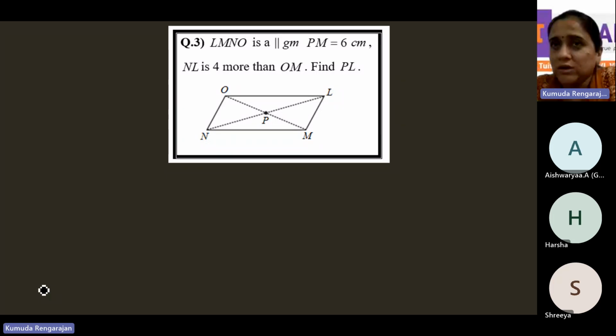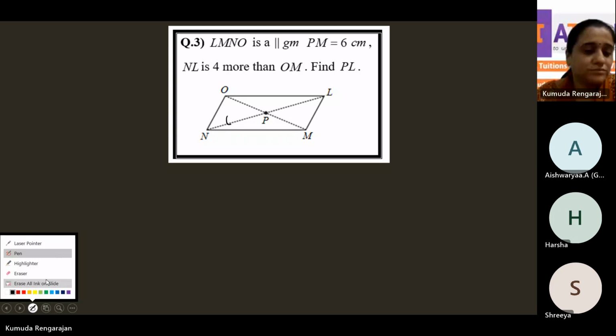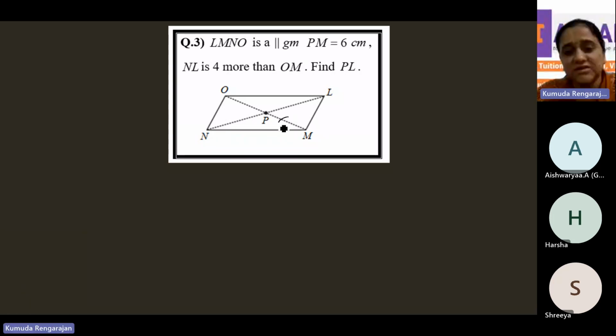LMNO is a parallelogram. PM is equal to 6 centimeters. PM, this one is 6 centimeters. Now tell me, if PM is 6, PO is also 6 because the diagonals of a parallelogram bisect each other.